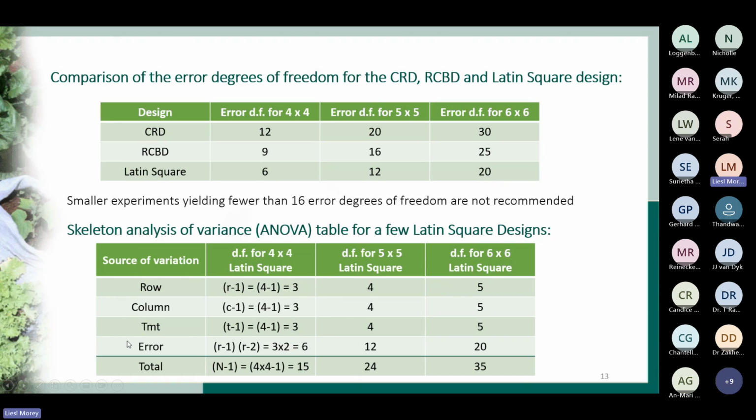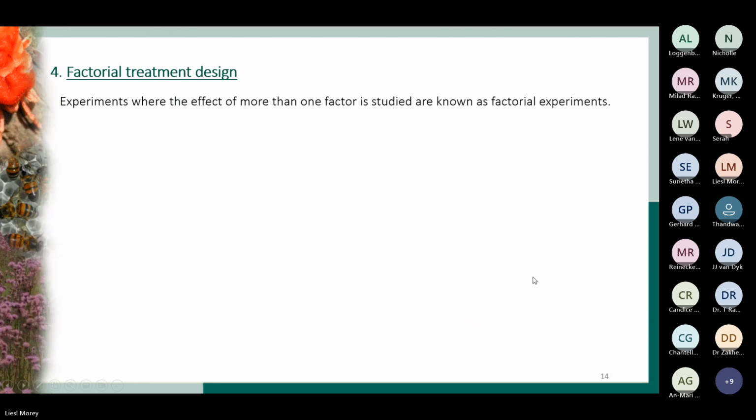So this is what an analysis of variance for a Latin square would look like. You will have a row source of variation, a column, and a treatment. And you can see they will always be equal, because we said rows, columns, and treatments must be equal. So this is for a 4x4 Latin square, a 5x5, and a 6x6. That's why you see a 5x5 Latin square is actually still small.